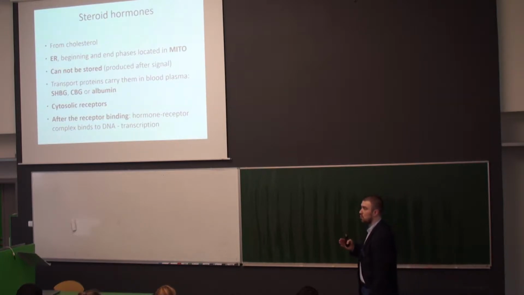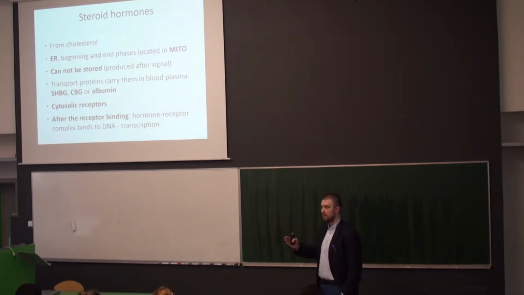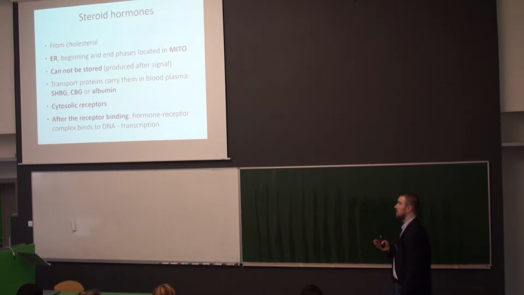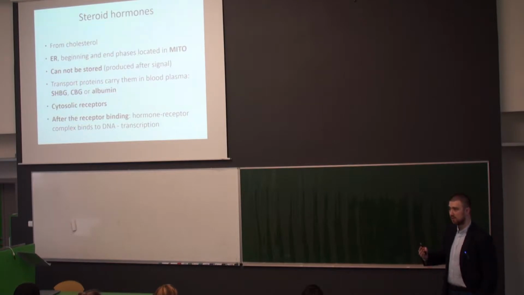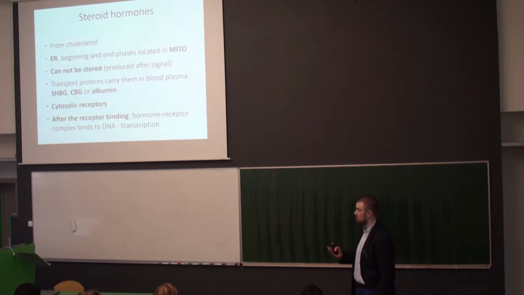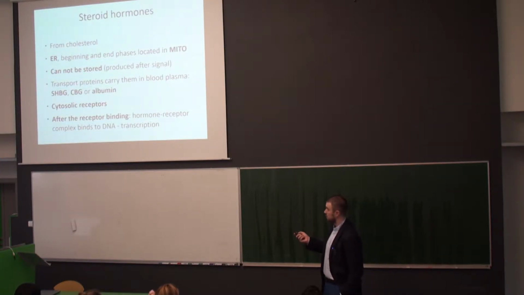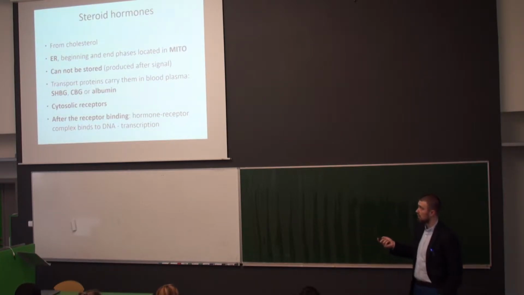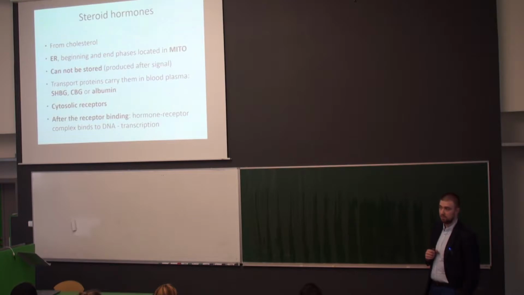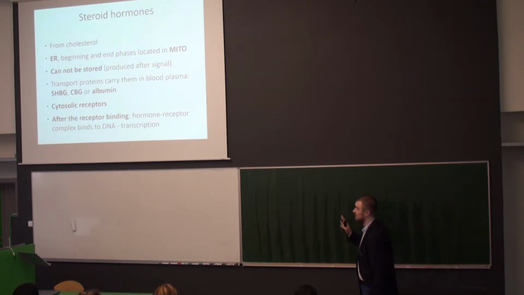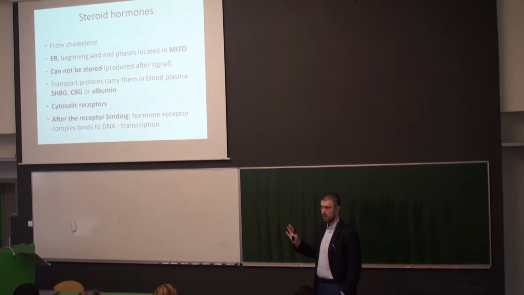On the other hand, if you want to transfer them inside the plasma, you must have some transport protein. Since they are hydrophobic, they cannot be transported freely in the plasma, but they have some specific or unspecific transport protein. Unspecific one is, for example, albumin. Specific one is, for example, sex hormone binding globulin or cortisol binding globulin. More about them you will hear later this year when you will speak about the plasma proteins. But at least these 3 you should know from today.